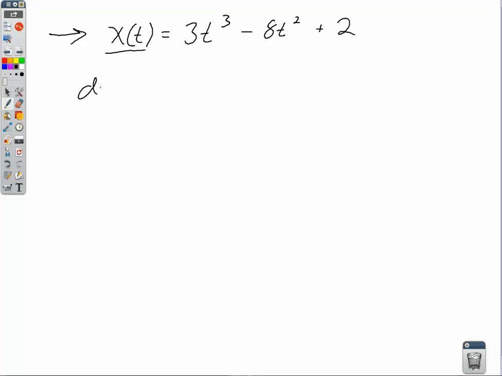We take the derivative of that, dx/dt, which is going to give us the velocity function. So using the power rule, it's 3 times 3, which is 9t. The 3 goes down by 1, so we have t squared.